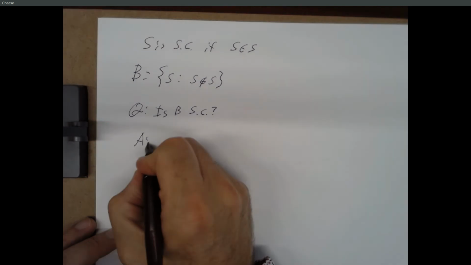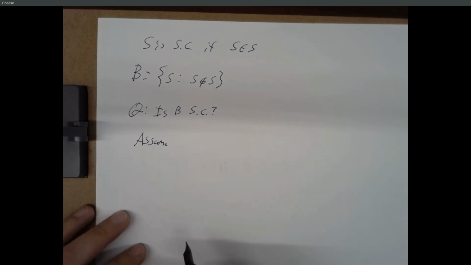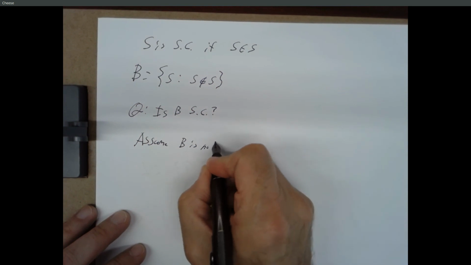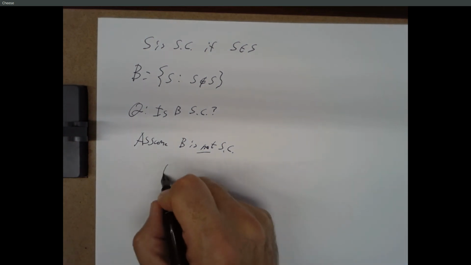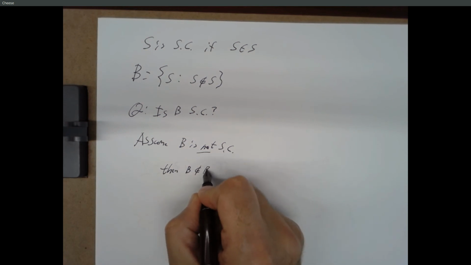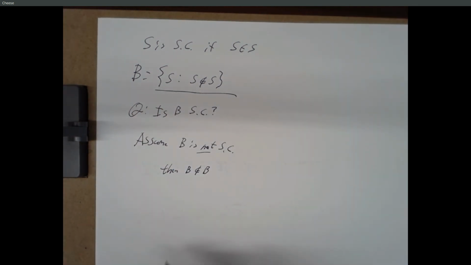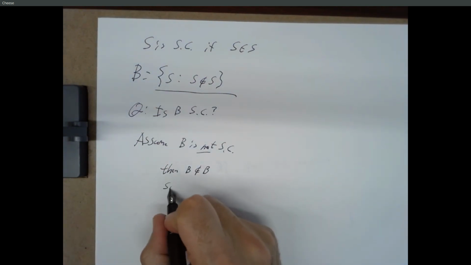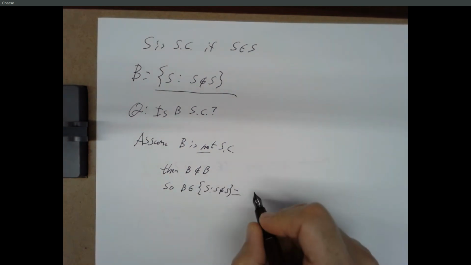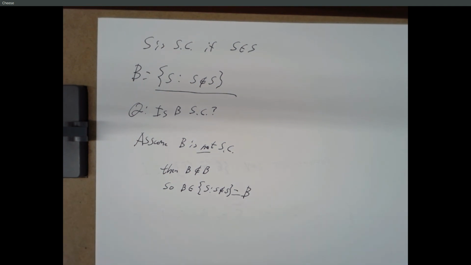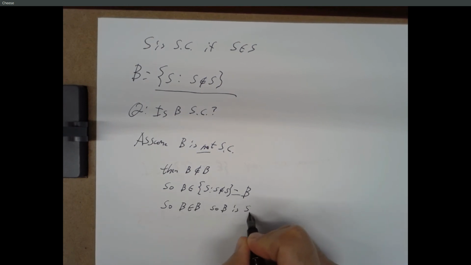So let's assume, I don't know, should we assume it's self-consuming or not self-consuming? Most things are not self-consuming, so let's assume B is not self-consuming. Doesn't matter which one we start with. Well, if B is not self-consuming, then B is not contained in itself. Well, this up here is the set of all sets that are not contained in themselves, and B is a set that's not contained in itself. So B is contained in the set of all S that don't contain themselves, which is the set B. So if B is not self-consuming, then B is contained in B, so B is self-consuming.